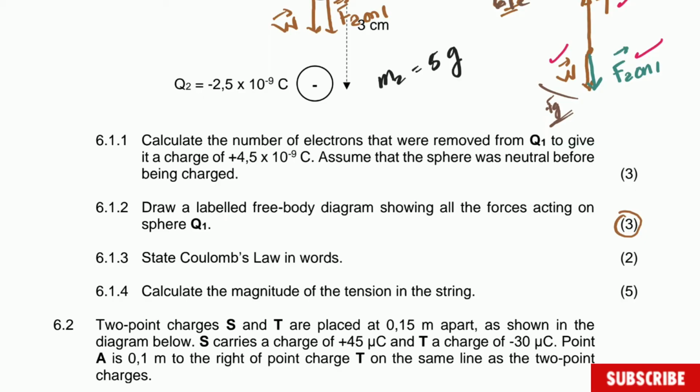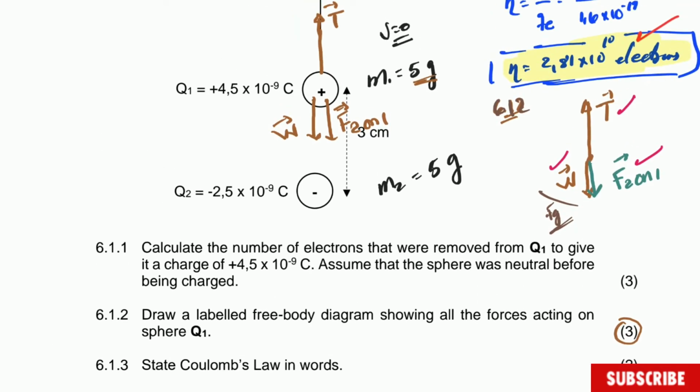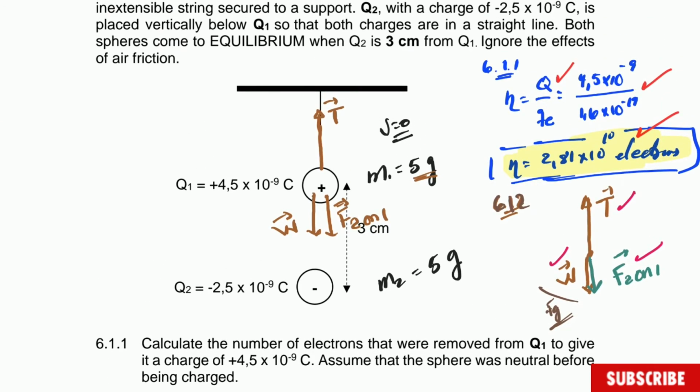Now, question 6.1.4, calculate the magnitude of the tension in the string. To calculate the tension in the string, we have to apply Newton's first law. The object is not moving, it is at equilibrium. We do have the free body diagram on this side, we do not have to redo it. It is working in the y-axis, and we are going to calculate the tension in the rope. So we are going to answer question 6.1.4 on this side. We're going to start with Newton's first law.